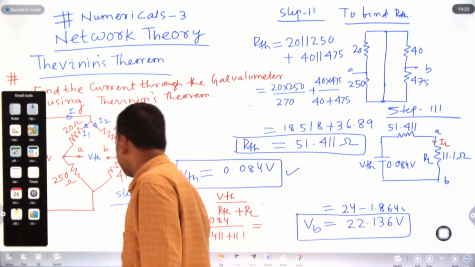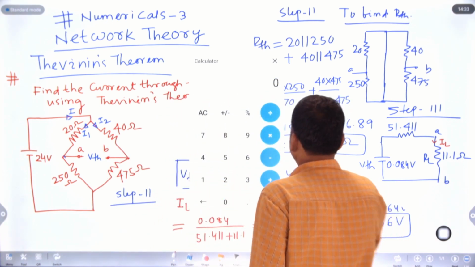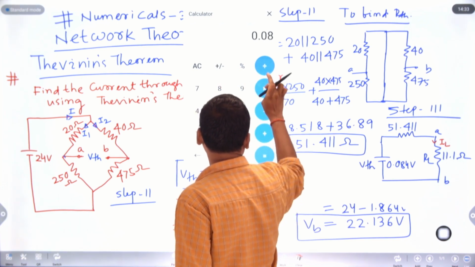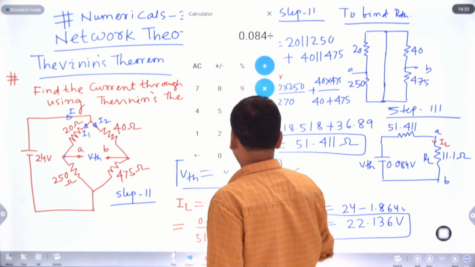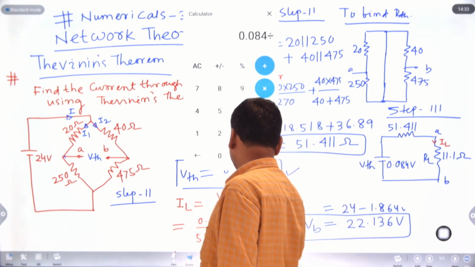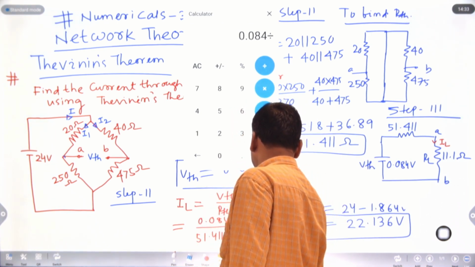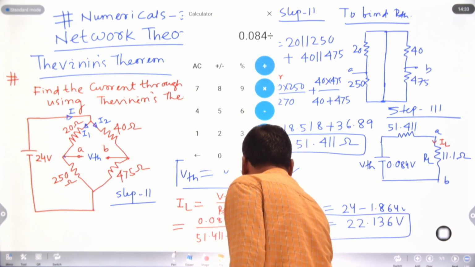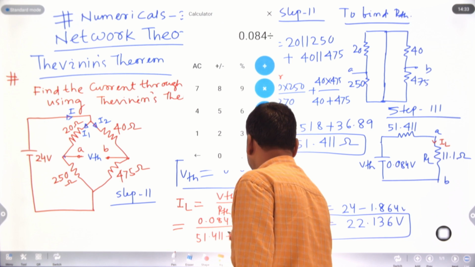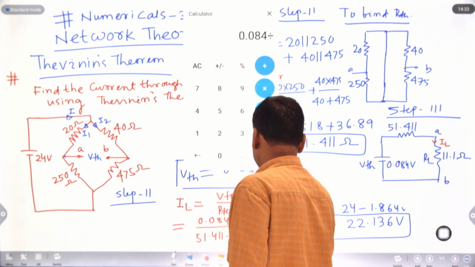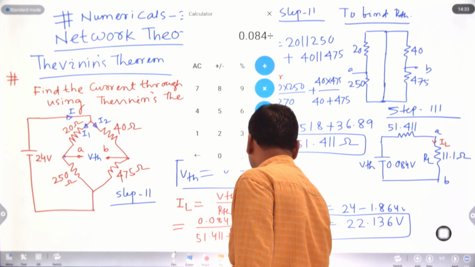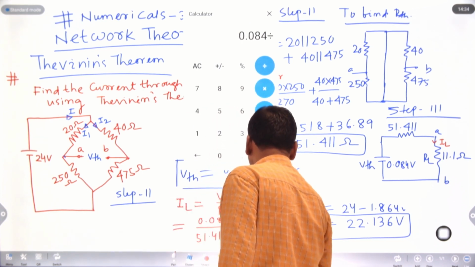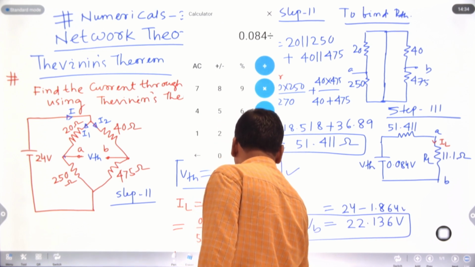It will be around how much? By using the calculator, that is 0.084 divided by 51.411 plus 11.1. Adding these, 51.411 plus 11.1 is around 62.511.